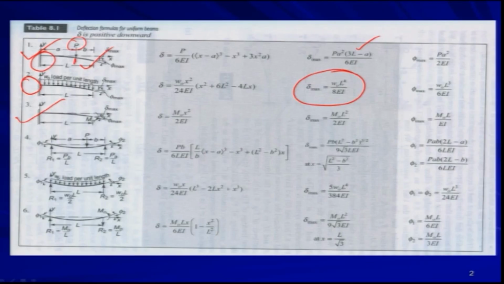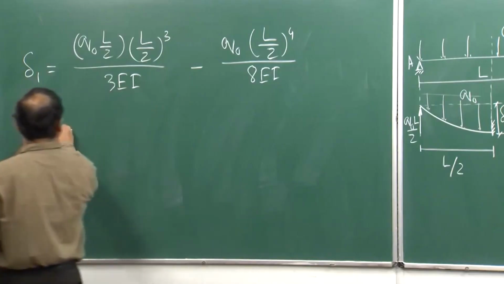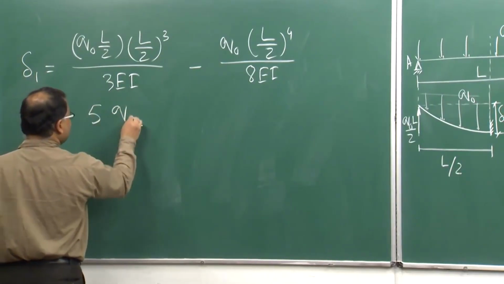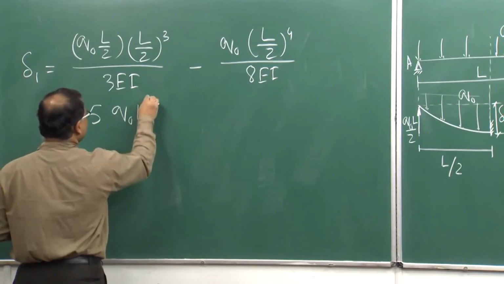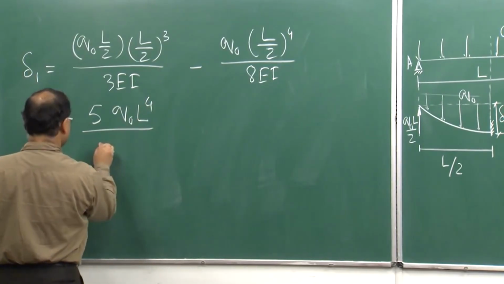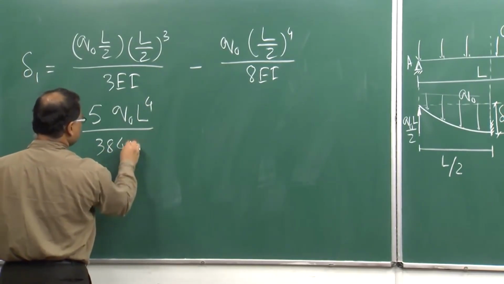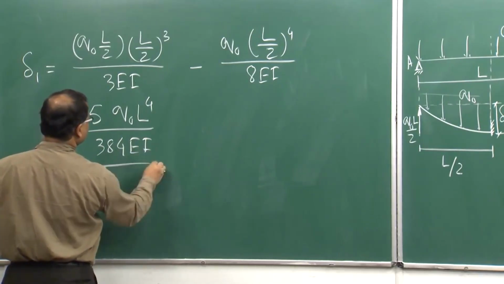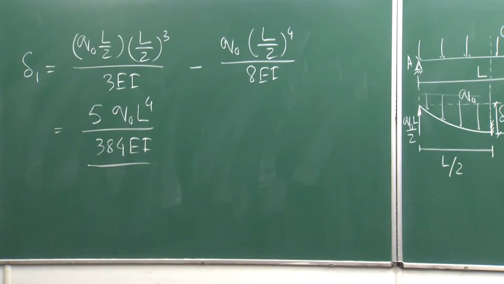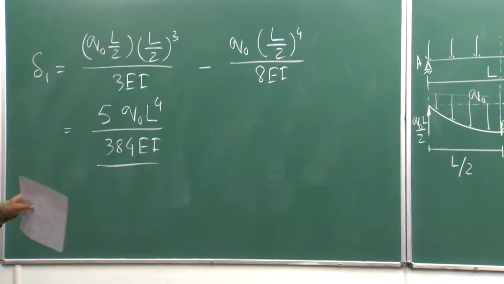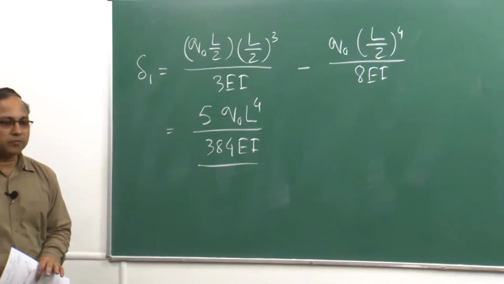Here L is nothing but L by 2. If you do that you will be getting 5 Q naught L to the power 4 by 384 EI. That is your central deflection of the beam. Very simply you have got it just using your method of superposition.